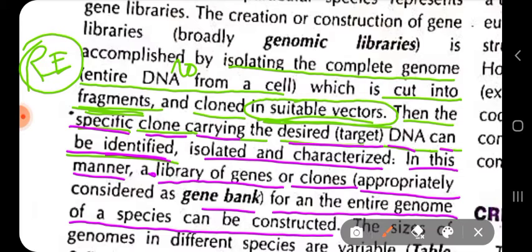Screening processes are of many types. You will see later, after the construction of the genomic library and cDNA library. Then we will isolate that particular vector carrying the DNA, and we can clone that DNA fragment in order to express that DNA, if our main objective is to express that DNA to form protein.